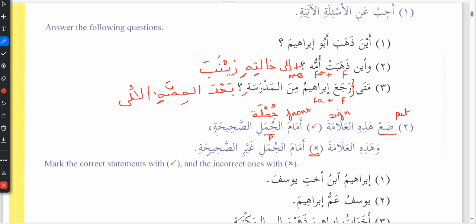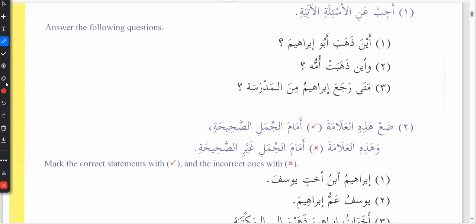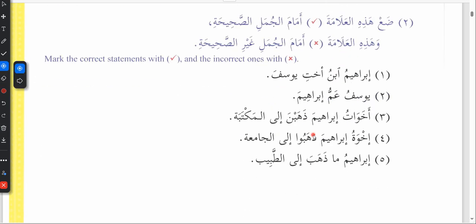So let's check the sentences here. Ibrahim ibnu ukhti Yusuf. So think very carefully. Ibrahim ibnu ukhti Yusuf. He is the son of Yusuf's sister. Yes, correct. This is correct. This sentence is correct. Because Ibrahim is the son.